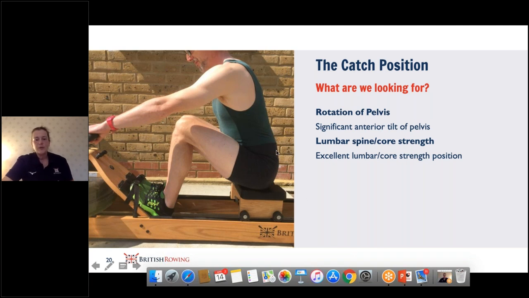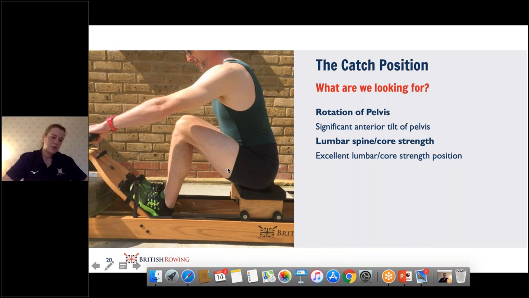When we talk about anterior and posterior tilt, think back to that earlier picture: the posterior tilt that we talked about, which is sitting on your coccyx, and the anterior tilt, which is tilting it nice and forwards. So here we've got, yes, it's not perfect, sorry, Martin, but it is in a good, strong position for a catch. We've got a good anterior tilt of the pelvis, and good lumbar core strength position as well.